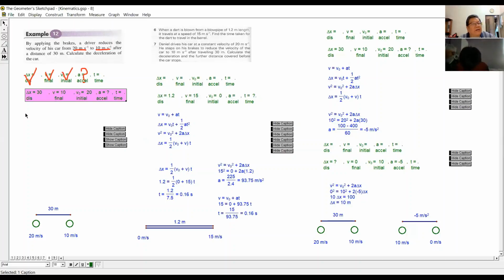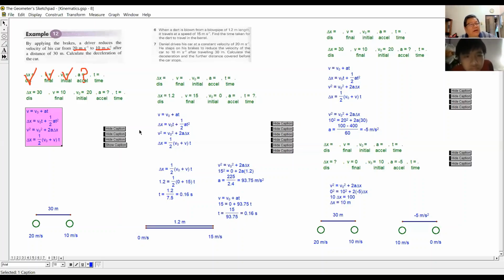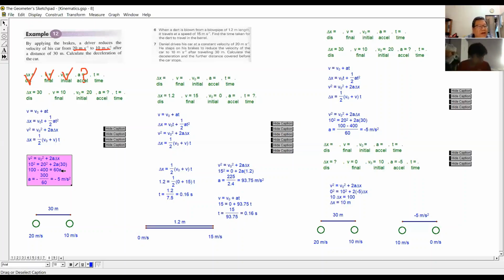So I fill up this symbol with numbers. Displacement 30, final velocity 10, initial velocity 20, acceleration unknown. Then I take out the formulas and check which one to use. It's the third one, because we don't have the time.